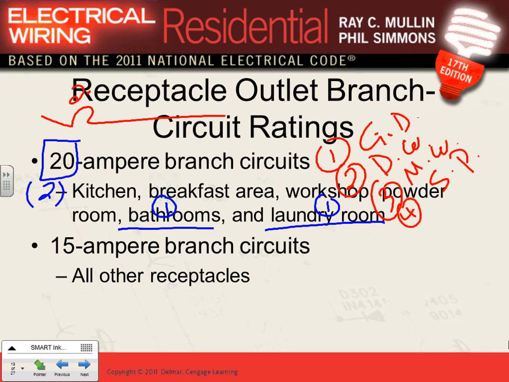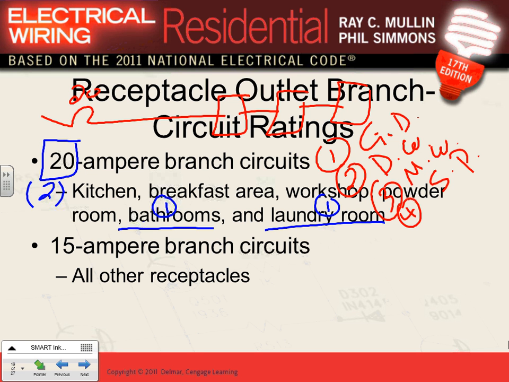Here's my 20 amp circuits, and then right here, we'll talk about how many receptacles you're going to feed from them. You know, we're talking about branch circuits. Okay? So here's your 20 amp circuits. Any question about the 20 amp circuits? These are dedicated 20 amp circuits for these type of appliances.